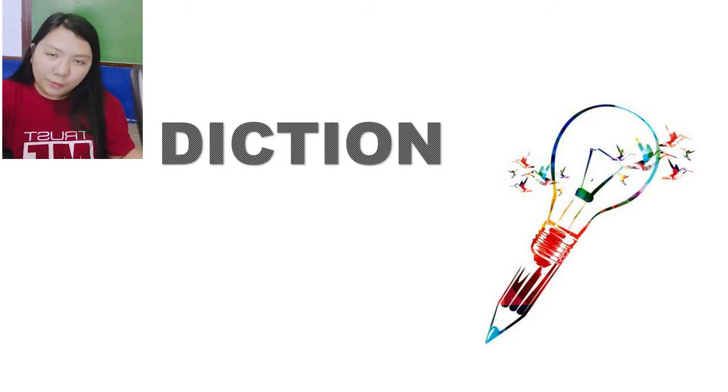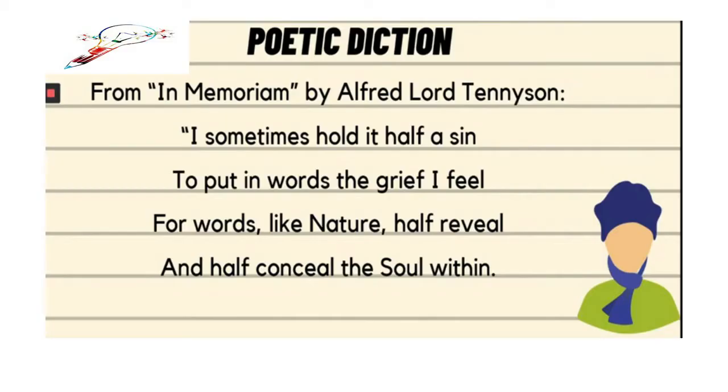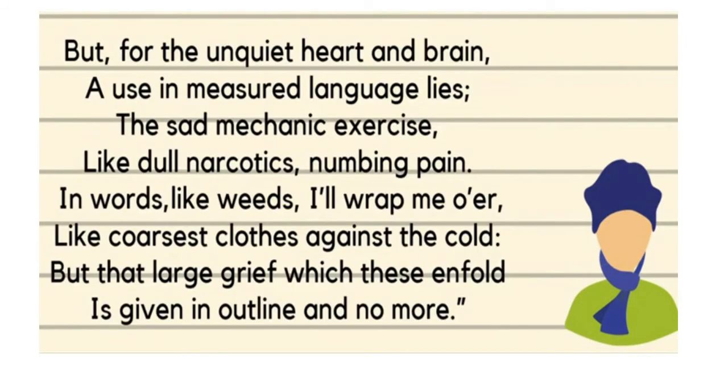So just an example of poetic diction used by Alfred Lord Tennyson in In Memoriam. I sometimes hold it half a sin to put in words the grief I feel, for words like Nature half reveal and half conceal the soul within. But for the unquiet heart and brain, a use in measured language lies, the sad mechanic exercise, like dull narcotics numbing pain. In words like weeds I'll wrap me o'er, like coarsest clothes against the cold, but that large grief which these enfold is given in outline and no more.